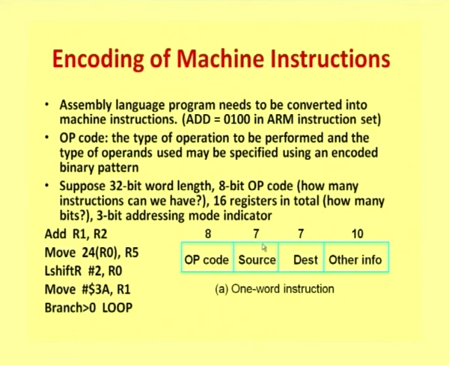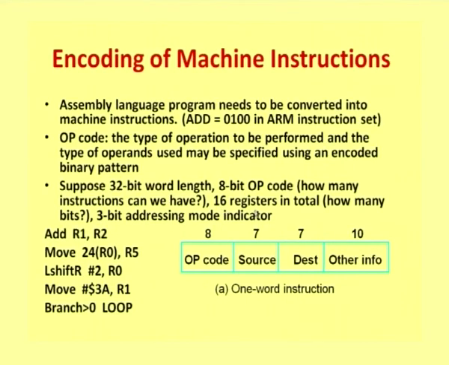Now, why do I need 7 bits here? Because I said there are 16 registers in total. So, we said 4 bits are required for the register and we are using 3 bits for the addressing mode. So, 4 plus 3, 7 bits are used for the source operand, and similarly 7 bits are used for the destination operand. Plus we have another 10 bits free. Because we said 8 plus 7, 15 plus 7, 22 bits have been used. There are other 10 bits available in our 32 bit instruction, which could be used for storing some other information.